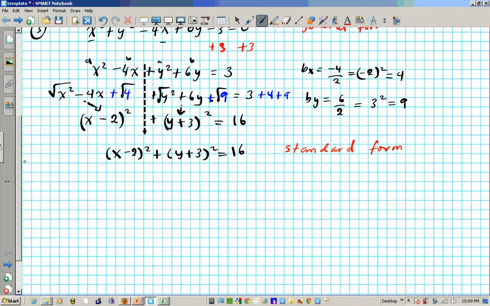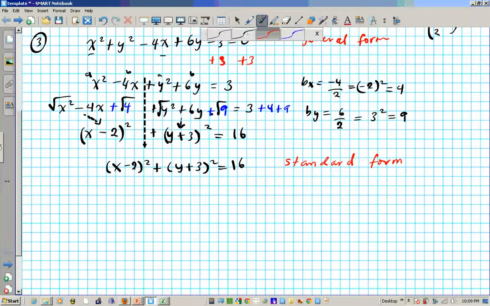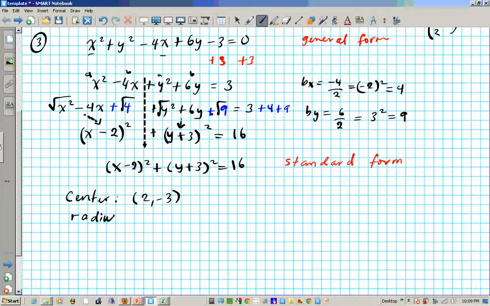Okay, so this problem now looks exactly like what we've been working on before. The center is, you do the opposite, 2, negative 3. The radius is what you get when you take the square root of the last number, which is 16. So when you take the square root of 16, you get 4. 4 units, so this basically means you're going to go 4 units in all 4 directions, up, down, left, right, technically in all directions, but these 4 points are sufficient to determine the circle, okay?